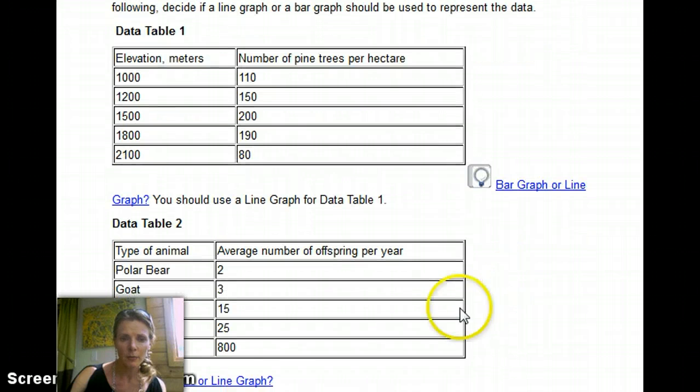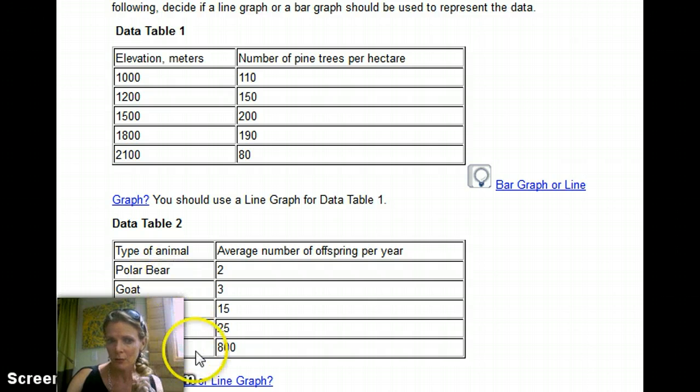And if you go down here a little bit, your data table 2 says type of animal, polar bear, goat, cat, fish, cockroach, average number of offspring per year. Well, this would be hard to plot as a line graph, right? Because you have all these different types of animals. We're comparing, right? Keyword, comparing. So bar graph or line graph?